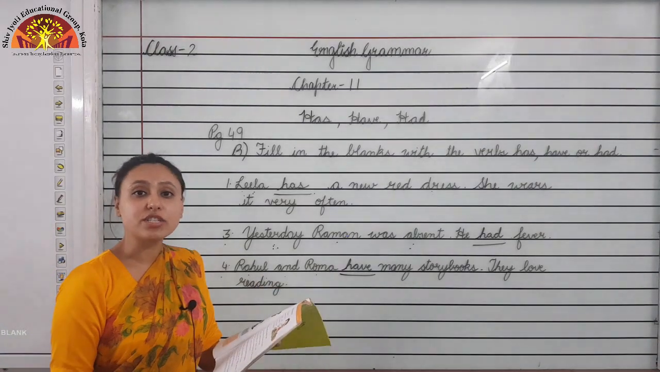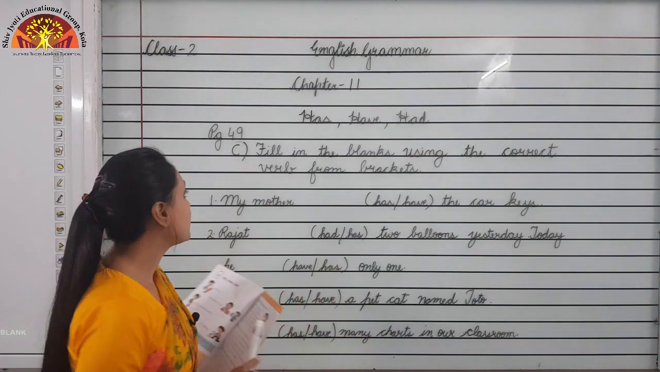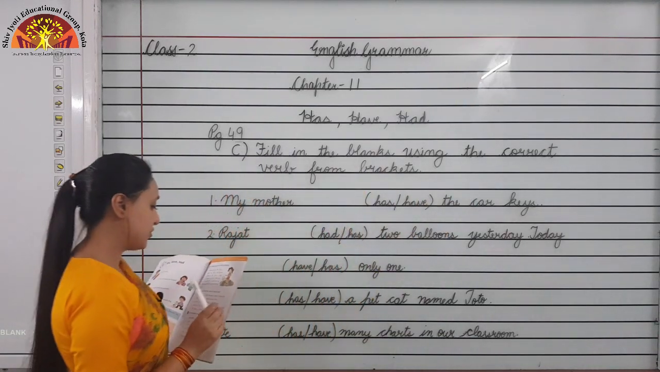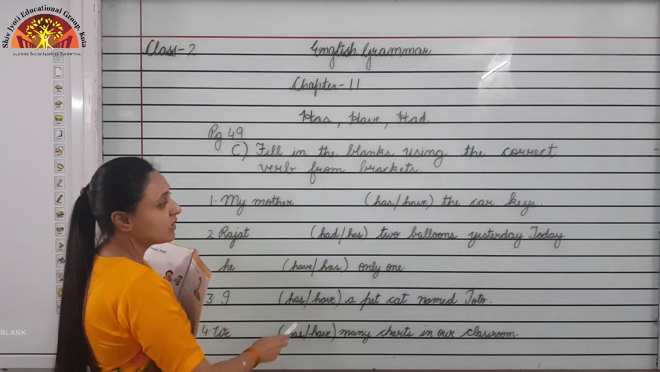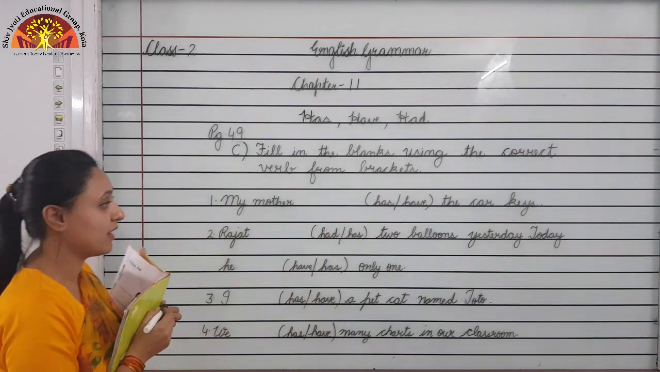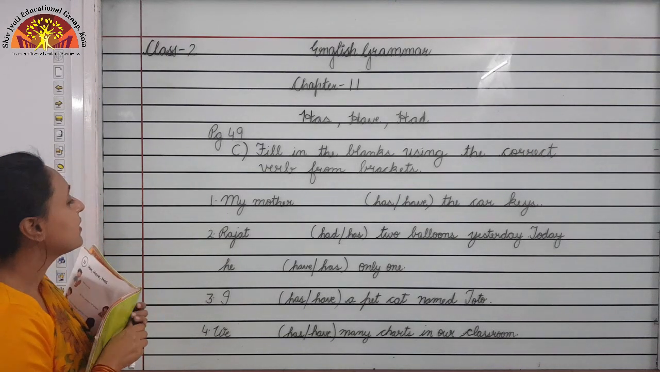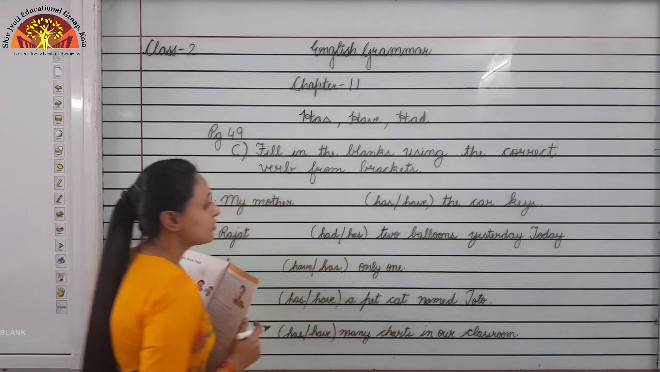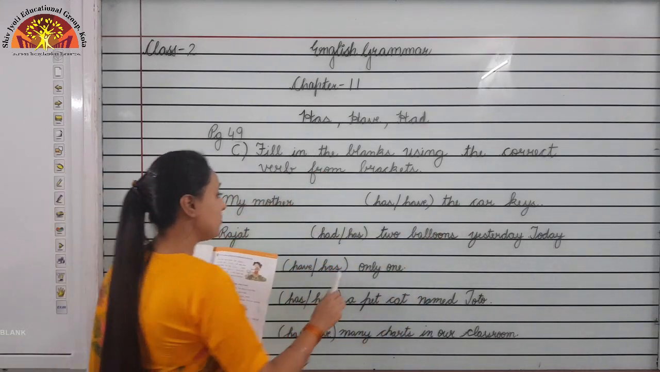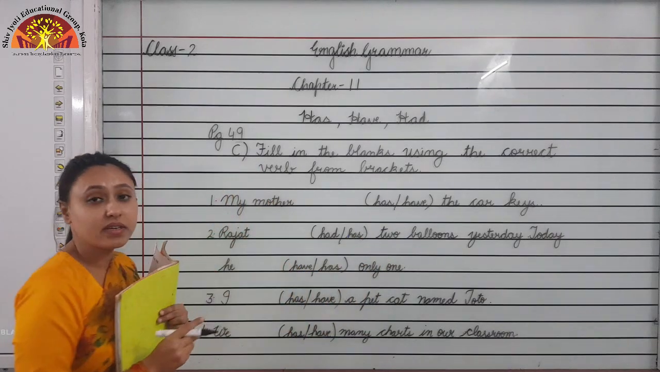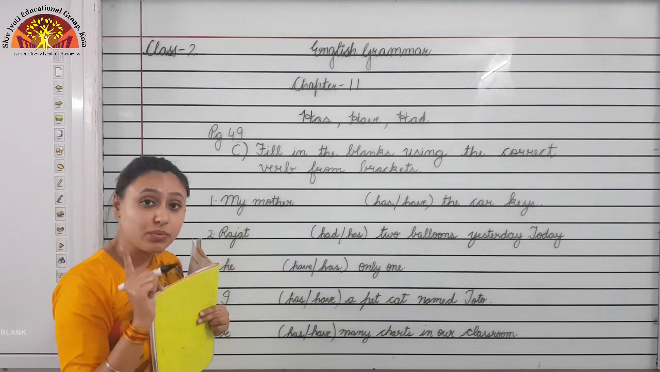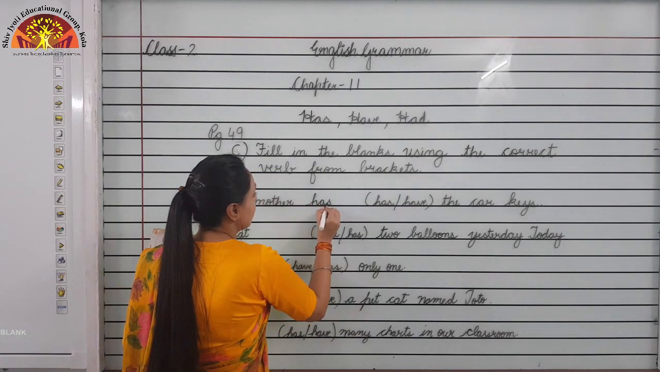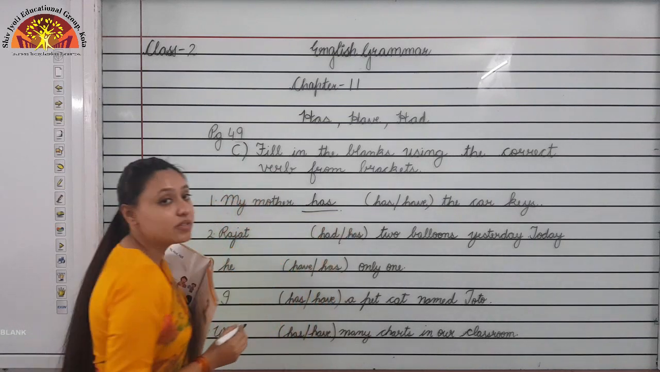Now we will move to question C. Question C, fill in the blanks using the correct verb from brackets. So children, we have to fill in the blanks using the correct verb from the brackets. You have to choose the correct one and fill in the blanks. Okay. Number 1 is my mother dash the car keys. So here two options are given to you, has and have. Here we are talking about my mother. We are talking about one person. So what will we use? We will use has here. Okay. Because we have learned that we use has with all singular nouns.